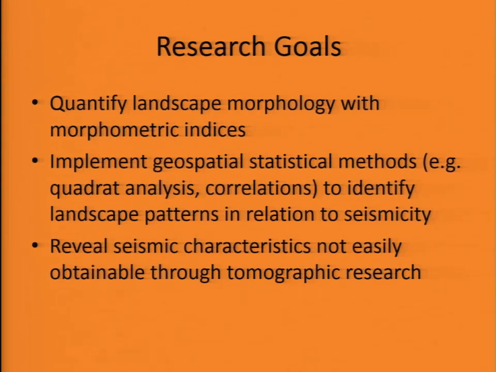And I'm then going to apply some geospatial statistical methods, namely quadrant analysis and correlation, to see if there's any sort of pattern in the landscape that somehow relates to seismicity, perhaps something that the landscape will reveal that will help us to better understand why earthquakes are occurring or identify possibly where future events might occur. And as I said before, we want to use this landscape approach as an alternative to investigations via tomographic research.